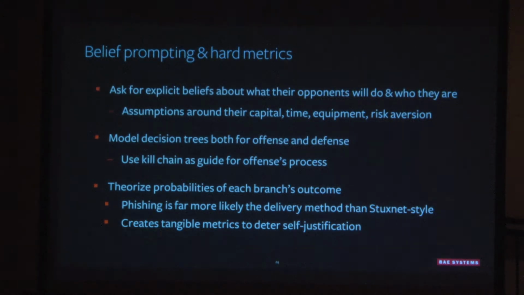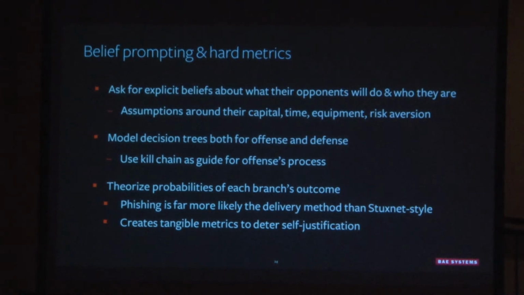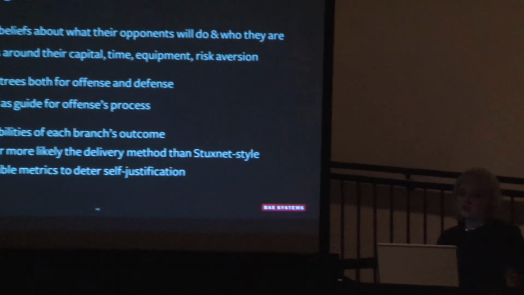Good attack teams, to keep in mind, are defined by how quickly they move laterally and exfiltrate data. So when you're modeling out decision trees, you're looking at the kill chain, you need to keep in mind all these steps and think through each iteration of things. Then also theorize the probabilities of each branch's outcome, because that's going to help you figure out where to prioritize.